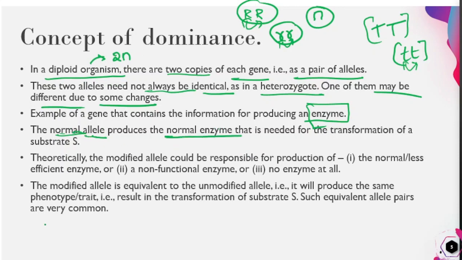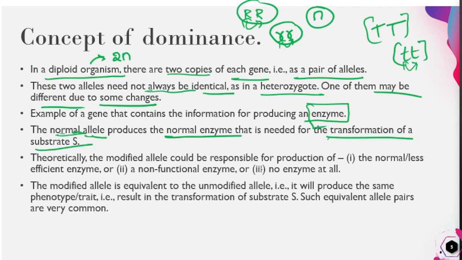It produces the normal enzyme. A normal allele is going to produce the normal enzymes only, that is needed for the transformation of substrate S. We have already studied this concept in class 11, biomolecules, how the substrate S is converted by enzymes. So now the normal allele is transforming the substrate S with normal enzymes.